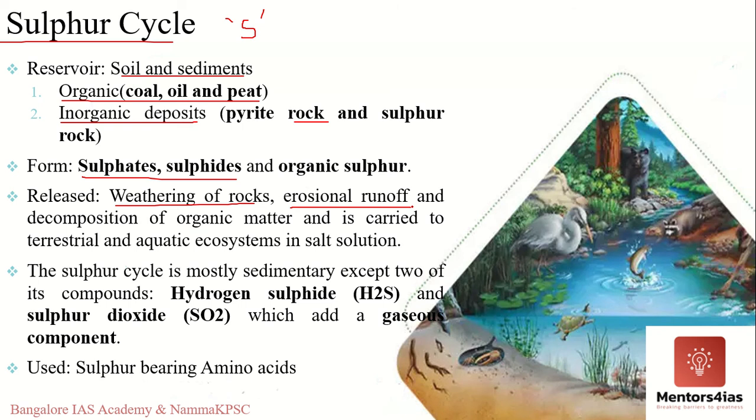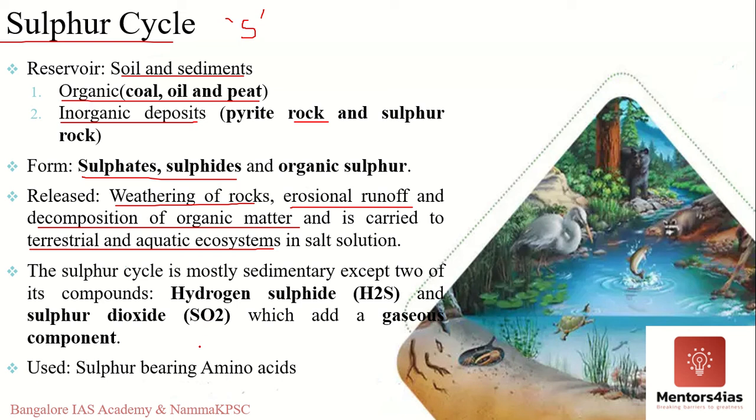So this sulfur is also released by weathering of rocks, erosional runoff and decomposition of organic matter, and hence it enters the terrestrial and aquatic ecosystem. Sulfur may also be released into the atmosphere by volcanic eruptions, burning of fossil fuels, or decomposition of organic molecules where certain gases may be released.